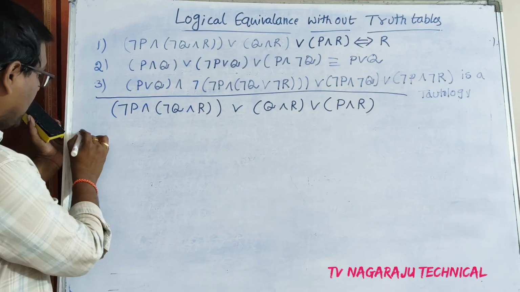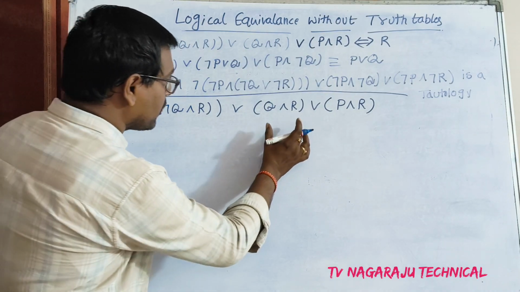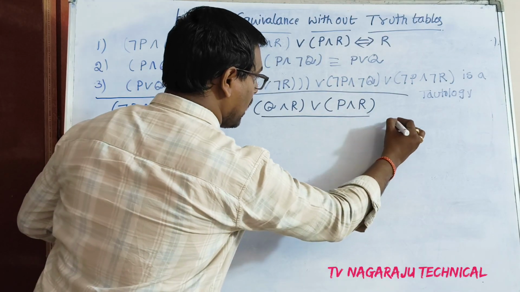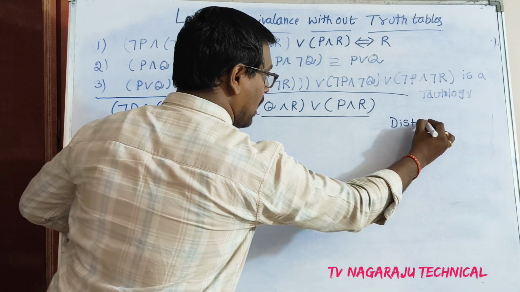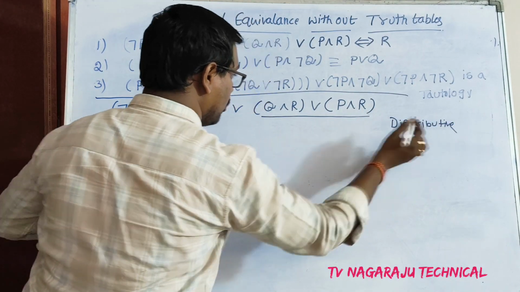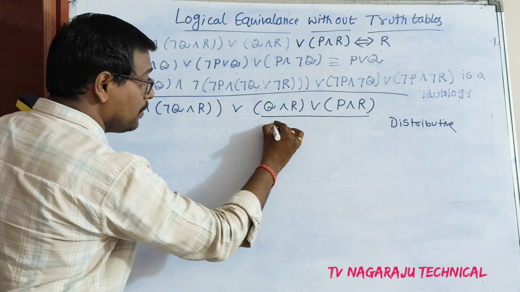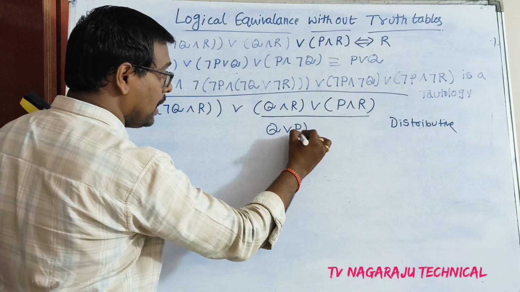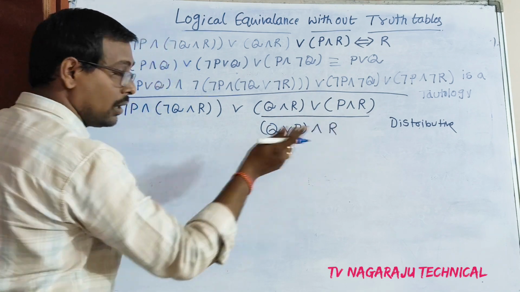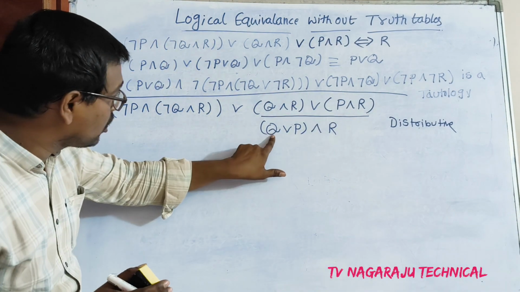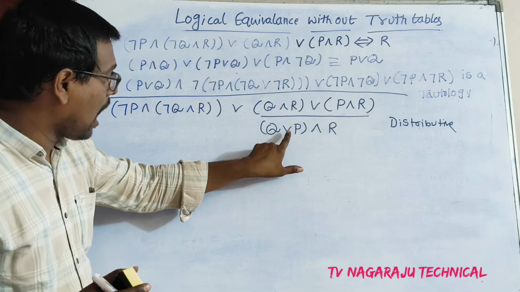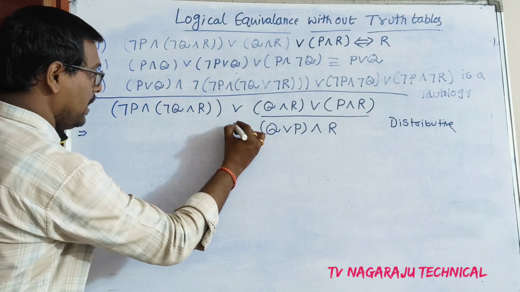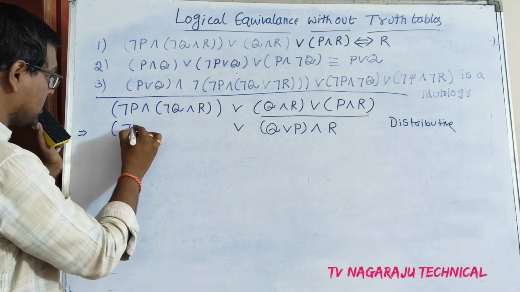Now apply the different laws. Here first Q and R and P and R. First I am applying the distributive law. By applying the distributive law, what is the answer? Q or P, and R. You know that one. Q or P, that is Q and R, P and R. The distributive law is applied.